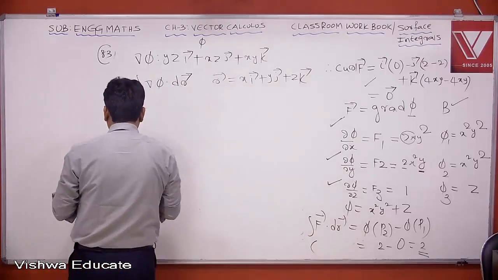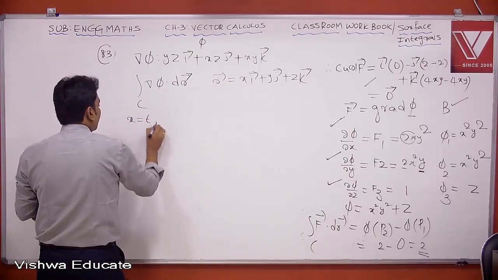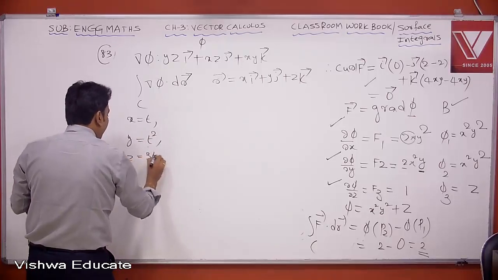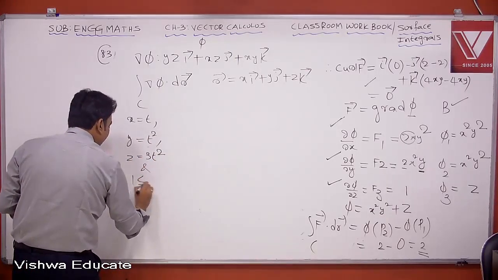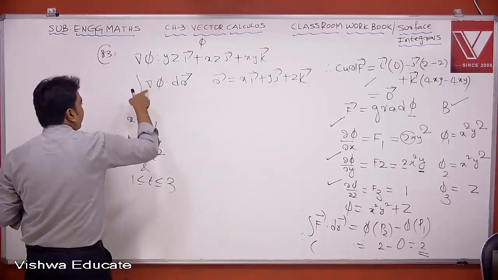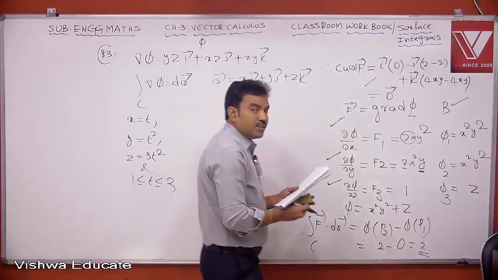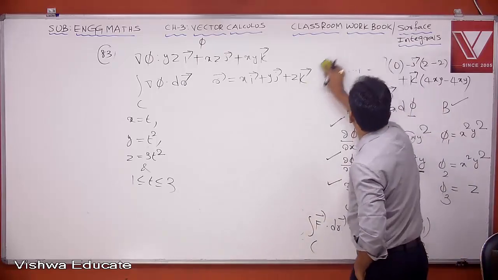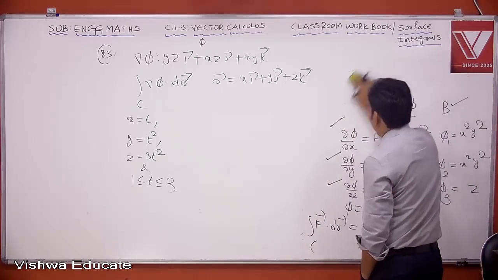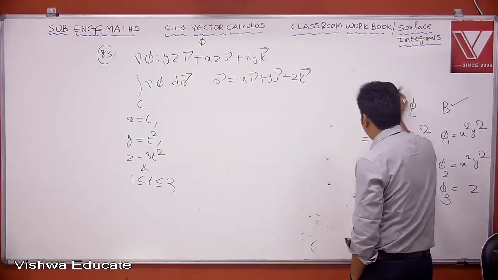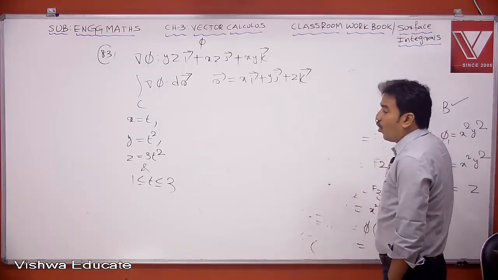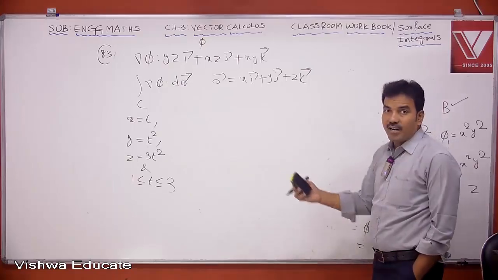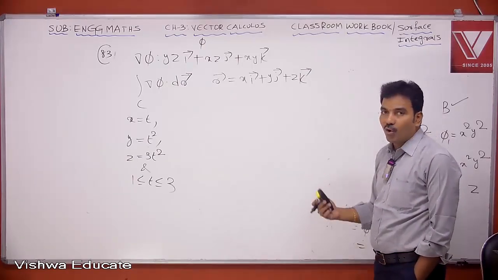Now the curve C is parameterized as follows. x value t, y value t square and z value is 3t square, and limits of t are 1, 2, 3. Then the value of this integral is. So this is purely based on parameterization of a curve C. Now let us handle this. Here when parameterization is given, what is my advantage? All variables are expressed in terms of a single variable t, and another advantage in this case is the limits of t are constant limits.